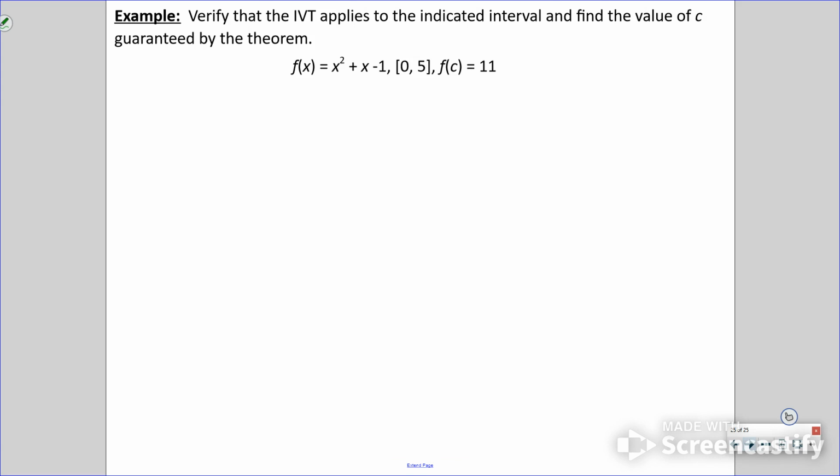Verify that the IVT, intermediate value theorem, applies to the indicated interval, and then find the value of c guaranteed by the theorem. So here's my function. Here's my interval. And they're saying, show us there's some value c that has an output of 11. Okay, let's see if this holds. First, I gotta state it's continuous on the interval.